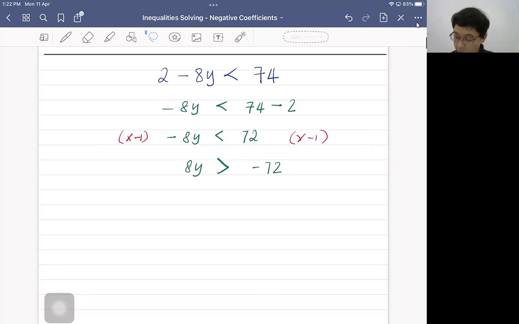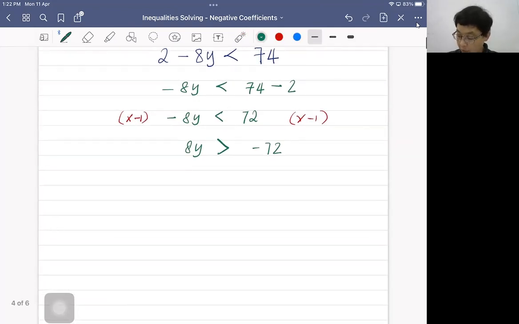So we flip it over from less than, we change that to bigger than. All right, so from now, go on as usual, divide by 8. Now you're left with -72 divided by 8. Y must be any number bigger than -9.